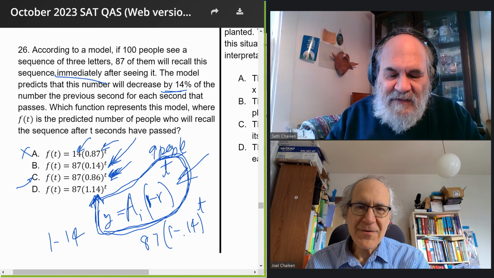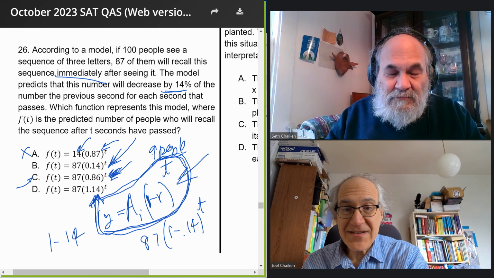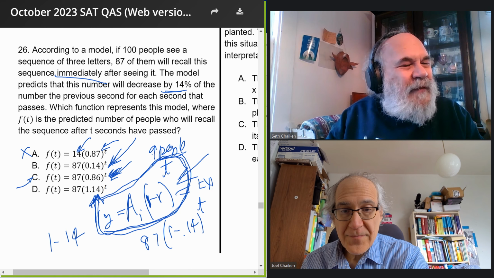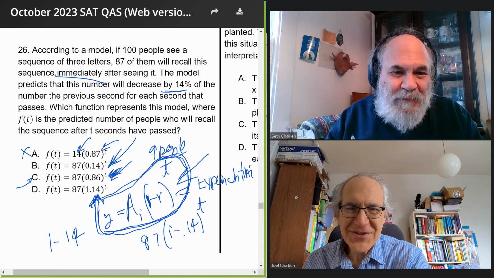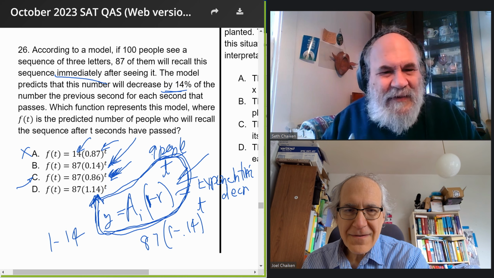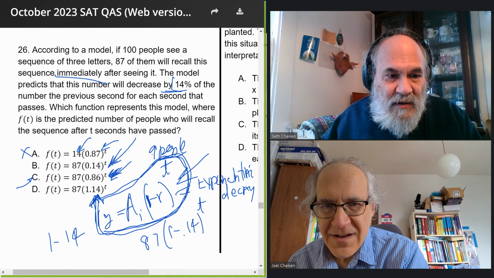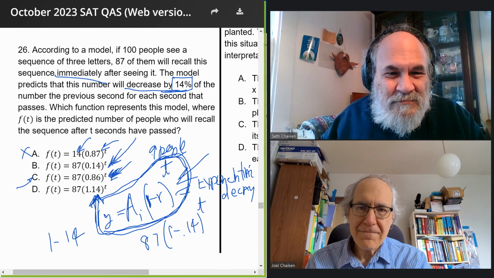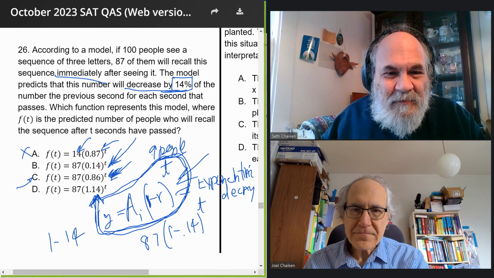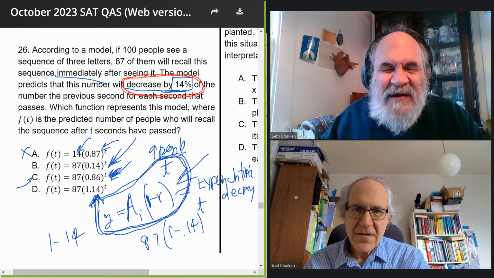So it's very helpful going into the SAT knowing that this is the formula for exponential decay, where r is the percent as a decimal of the rate of decay, the decrease by. Why is decrease by exponential?